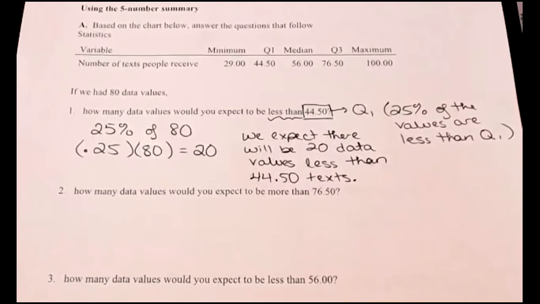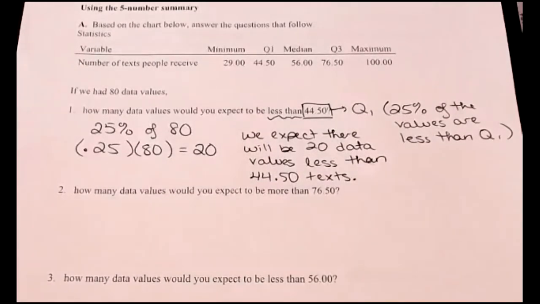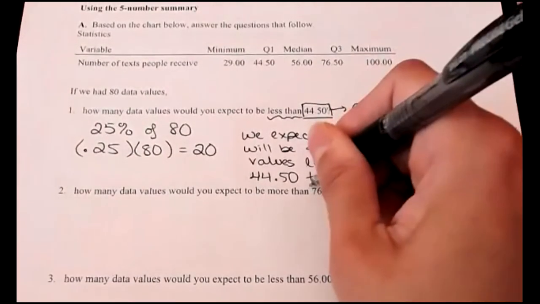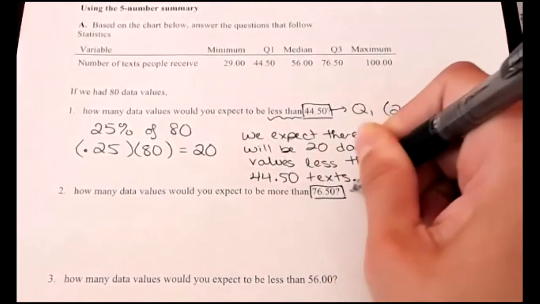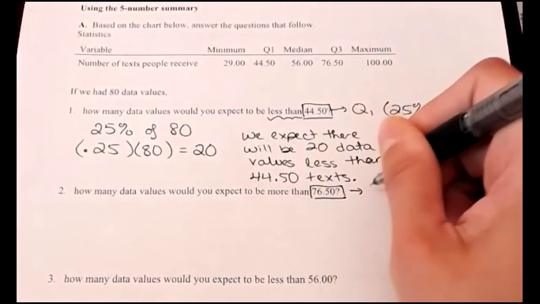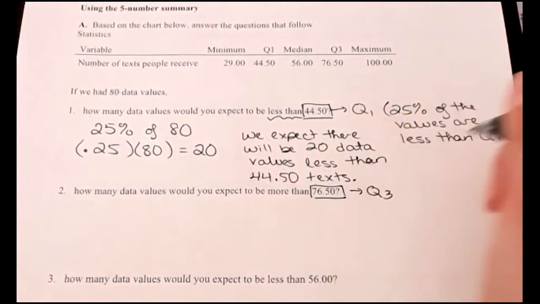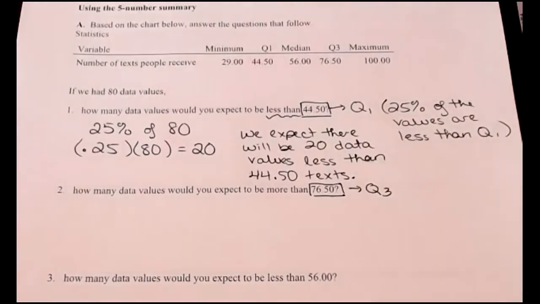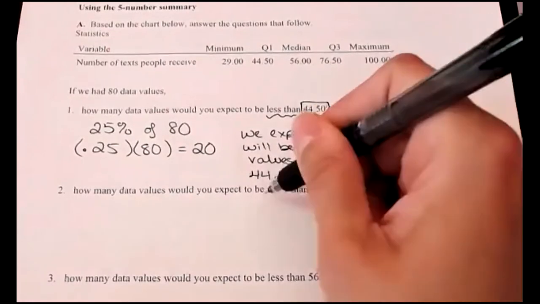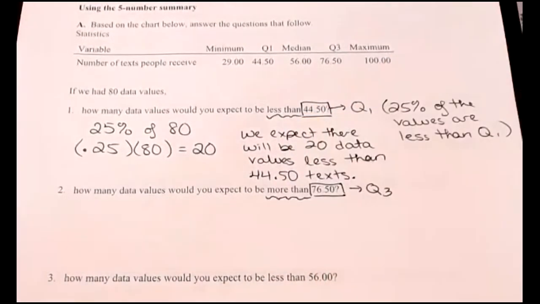How many data values would you expect to be more than 76 and a half? Sam, tell me about that 76 and a half. What does that represent? That's the third quartile. Okay, so Q3 has a value of 76 and a half text messages. So Sam, what percentage of our data is above Q3? That'd be 25%.